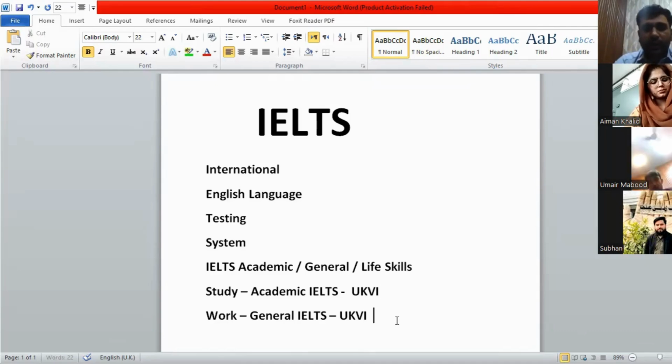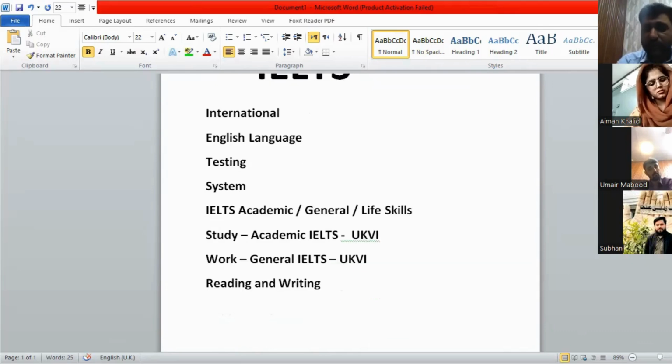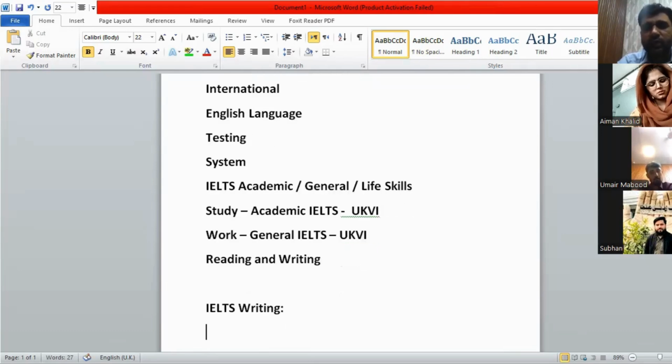Okay, now we are starting. The very first thing: what would be the difference between academic and general? The difference is only in reading and writing. The very first thing today we are going to start is IELTS writing mode. Clear?